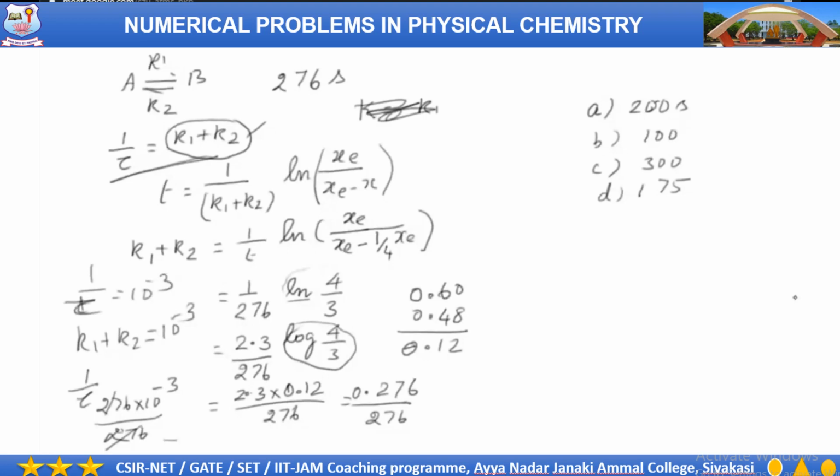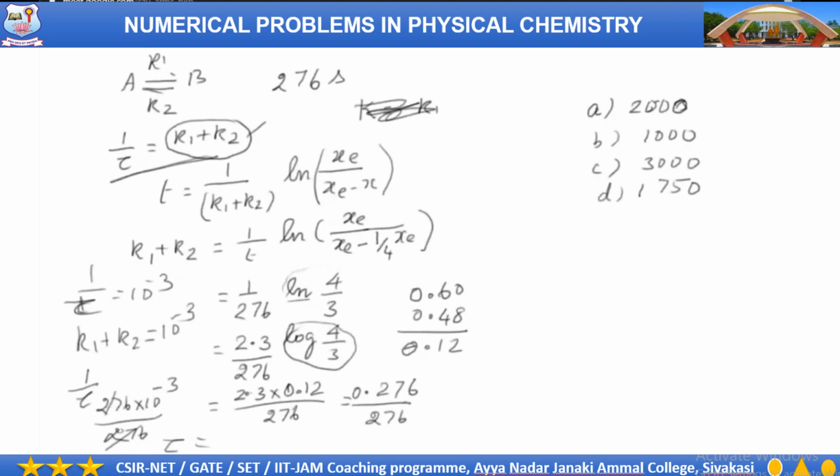But the answers given are wrong. The answers given are 2000, 1000, 3000, 1750. Sorry, I have wrongly told you the options earlier, they are not 200 and so on, it is 2000, 1000, 3000, 1750.